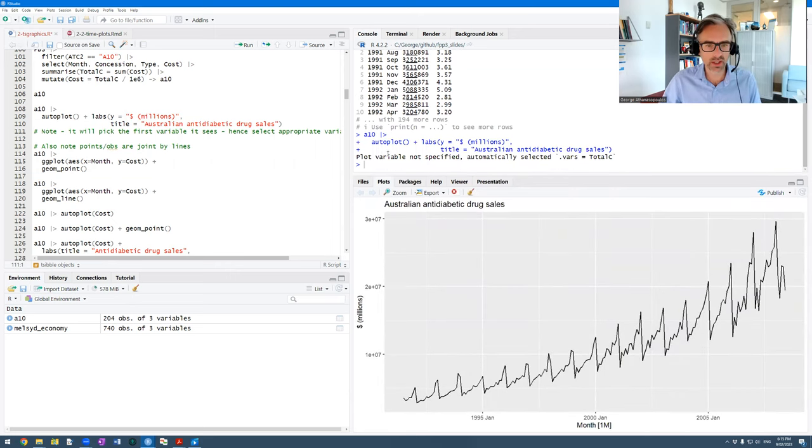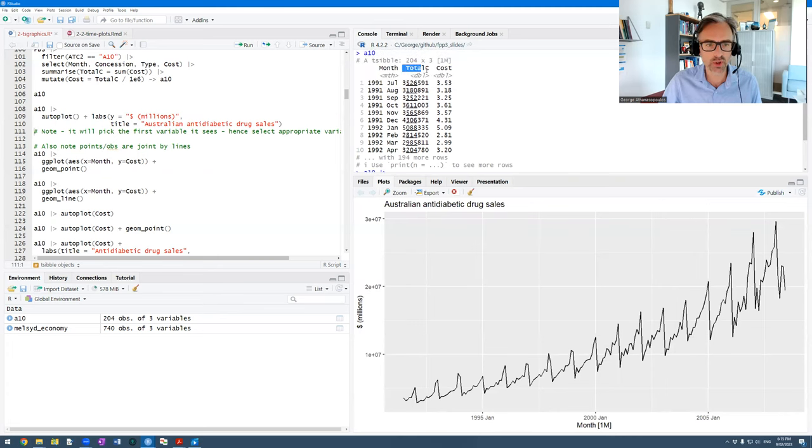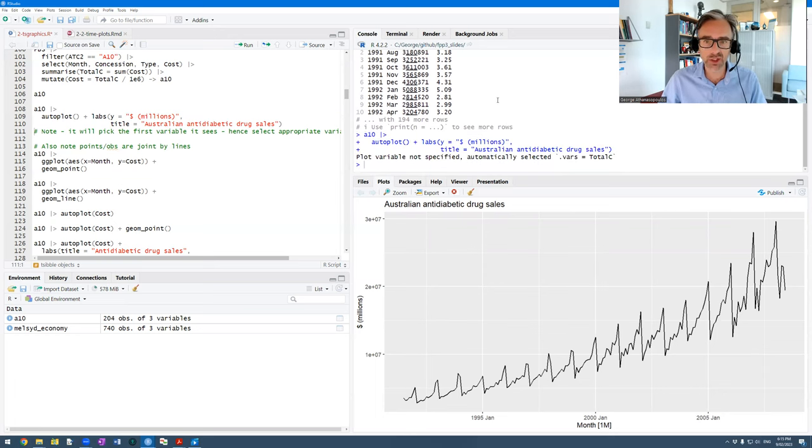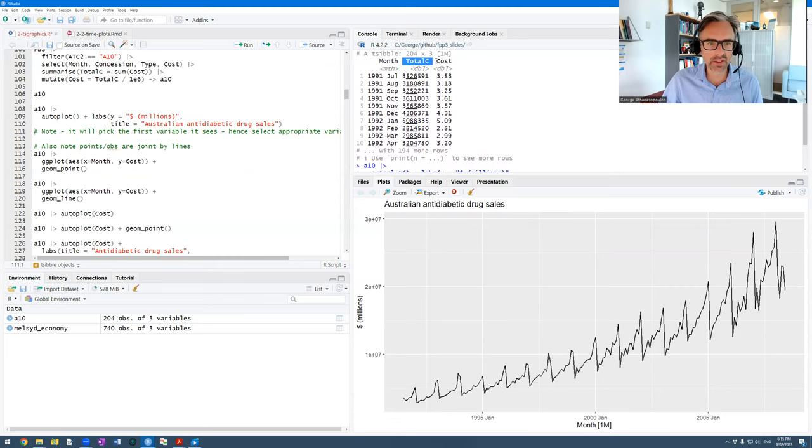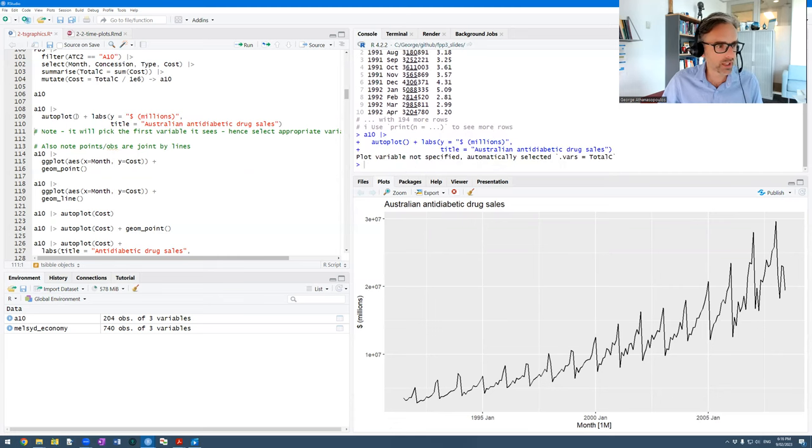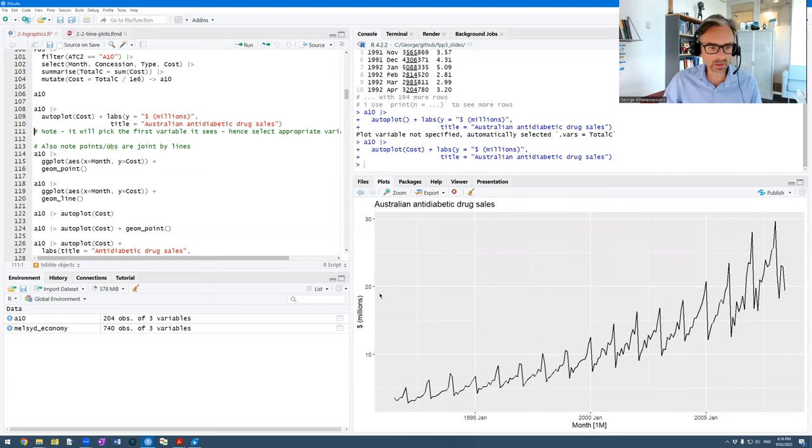Notice here I get a message which tells me that the plot variable was not specified, hence it automatically selected TotalC. So TotalC is the first variable autoplot sees, and by default it will plot that unless I tell it which variable I want to plot. In this case, I want to plot the Cost variable and not TotalC. So let's add that as the second argument into autoplot. So let's do that graph again, and now we're plotting the total cost of A10 drugs per month in millions of dollars.